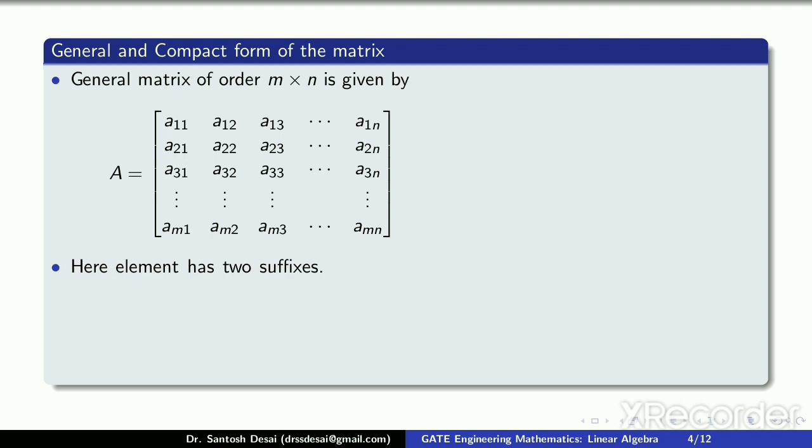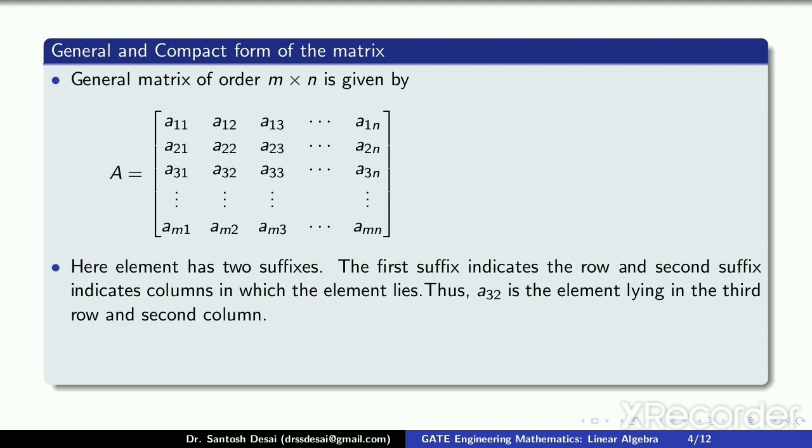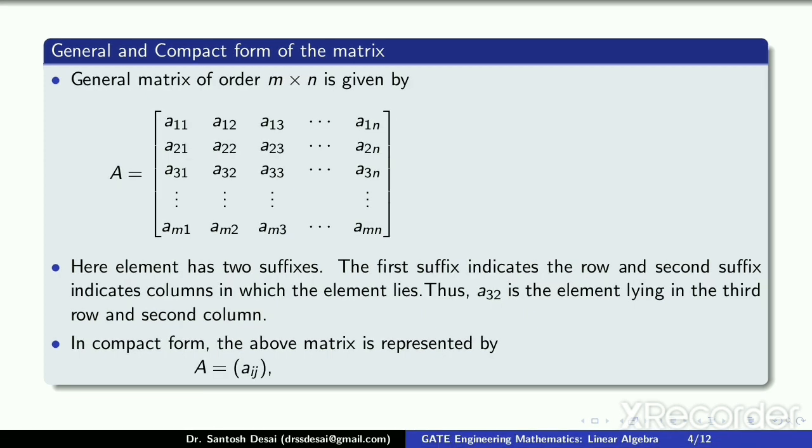Here, each element has two suffixes. The first suffix indicates the row and second suffix indicates column in which the element lies. Thus, A32 is the element lying in third row and second column. Now we define compact form of this matrix. Here we observe that all the elements are given in the form of Aij. So therefore we take capital A is equal to Aij.